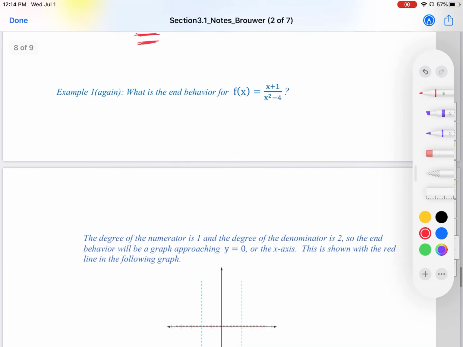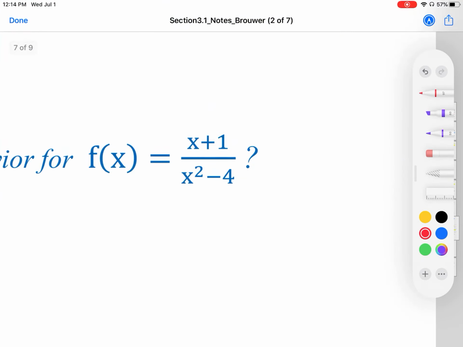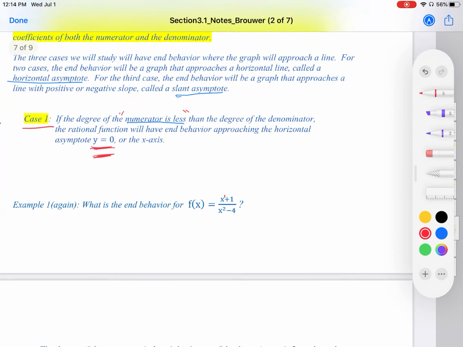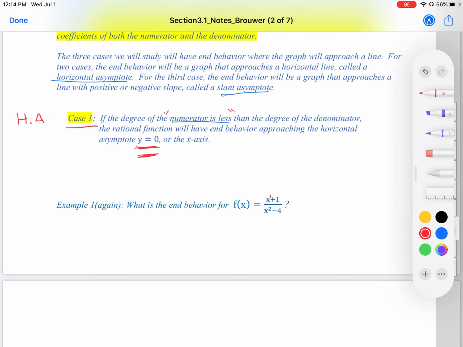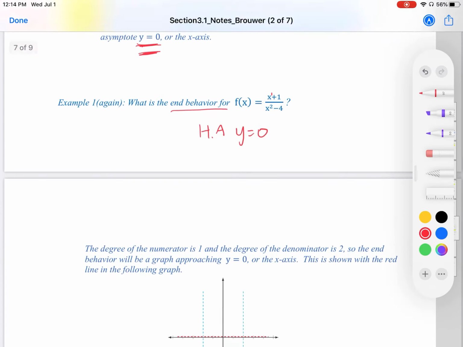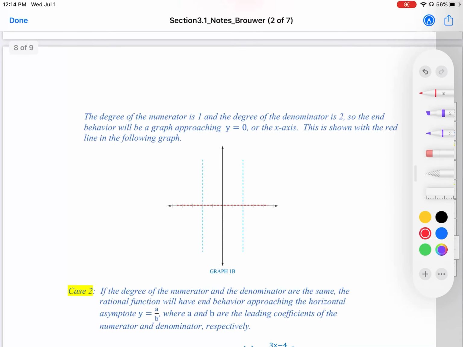If we look at this one closely, our numerator has degree 1, and our denominator has degree 2. So this is a case where the degree of the numerator is less than that of the denominator. So what is the end behavior? Well, it has a horizontal asymptote at y equals 0. The degree of the numerator is 1, and the degree of the denominator is 2. So the end behavior of the graph approaches y equals 0, or the x-axis. This is shown by the red line in the following graph. So this right here is our horizontal asymptote of y equals 0, which is the x-axis.